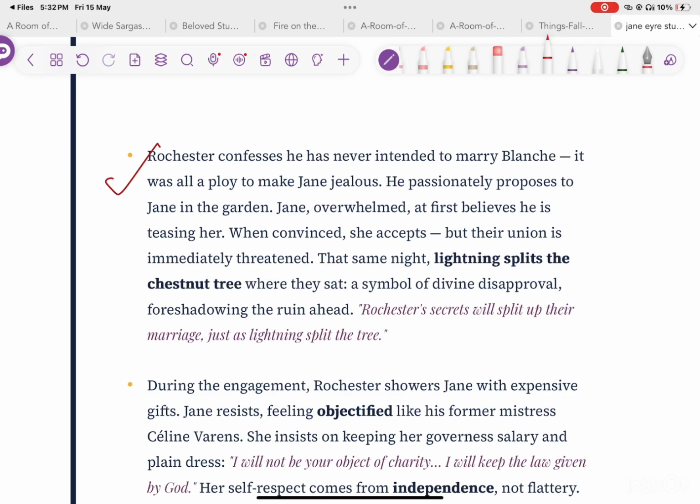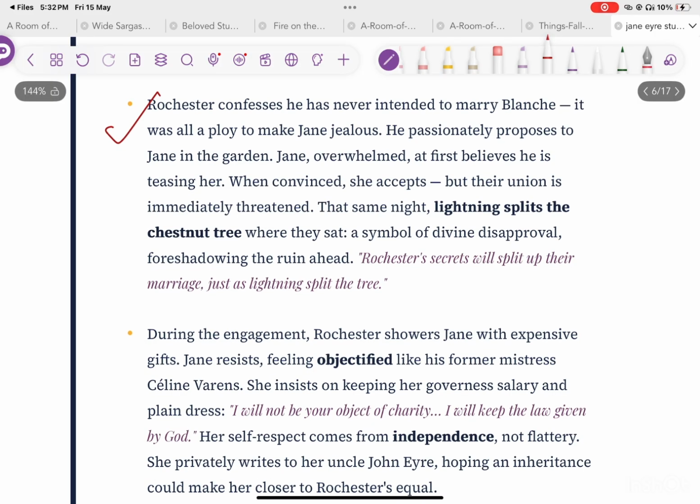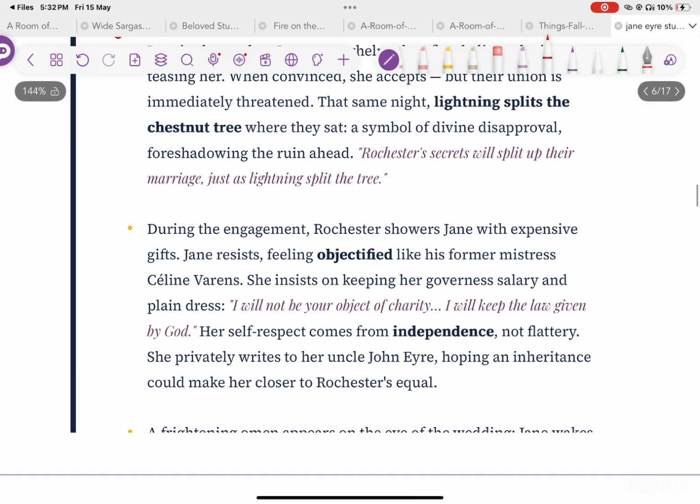Then that night, when they finally admire each other, they say that they love each other. The lightning splits the chestnut tree into two halves, foreshadowing the event that the marriage is about to fall. During the engagement, Rochester showers Jane with expensive gifts.